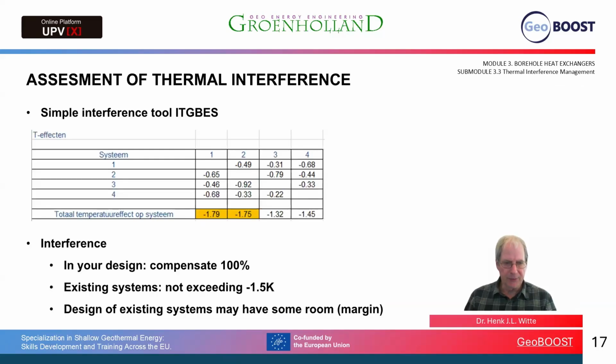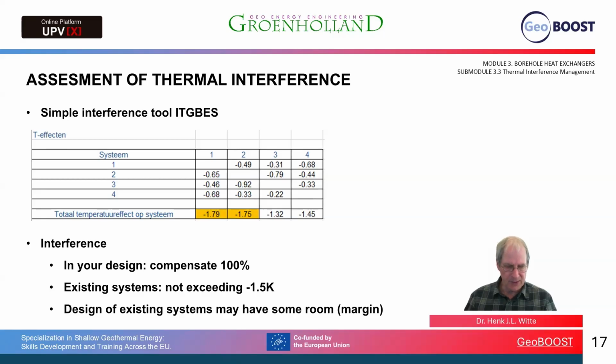The results for 4 systems here are shown in a little table, giving the temperature effects between all the systems. And if we then add all the individual temperature effects together, we can see that system 1 and system 2 actually have a larger lowering of temperature than the 1.5 Kelvin allowed. So in principle, these designs need to be adjusted.